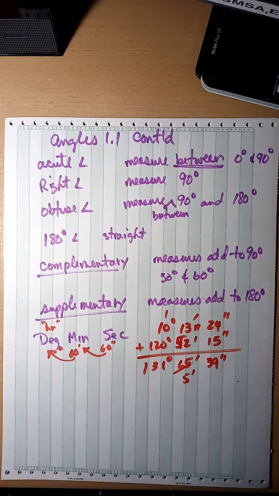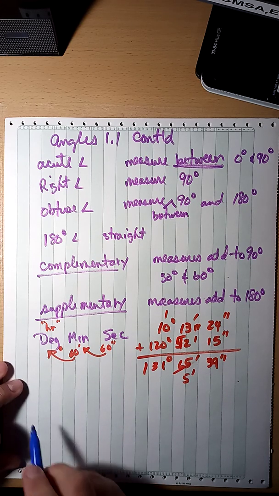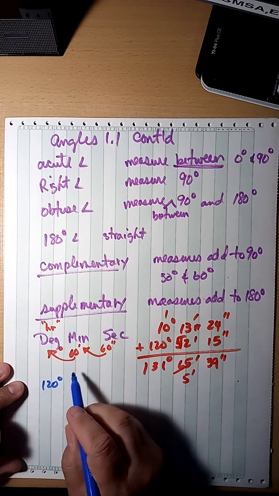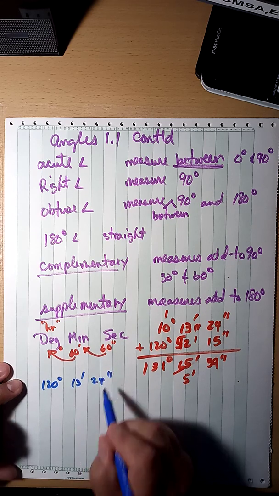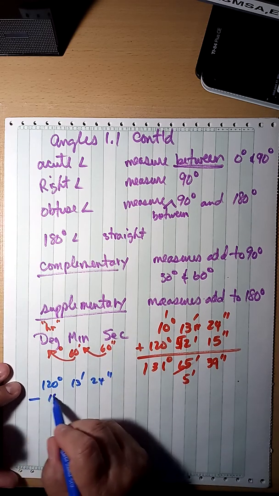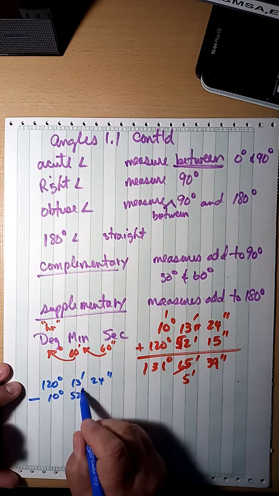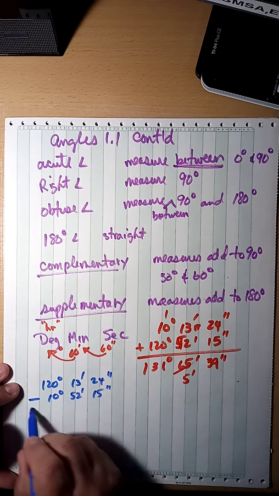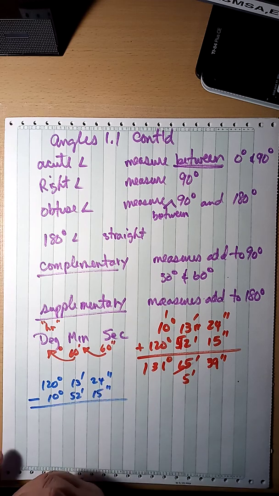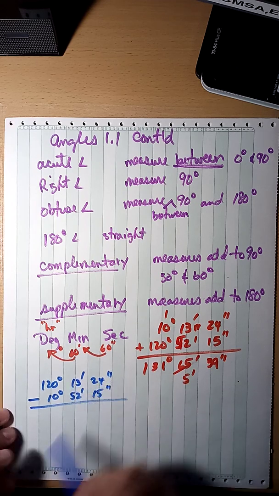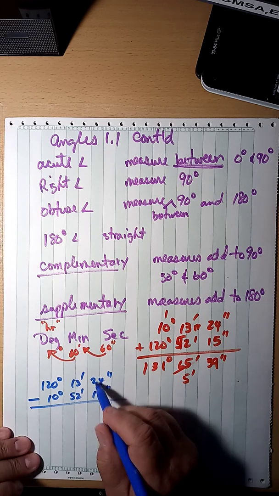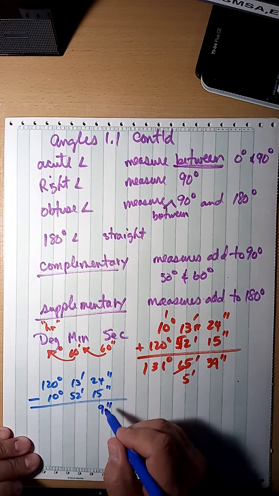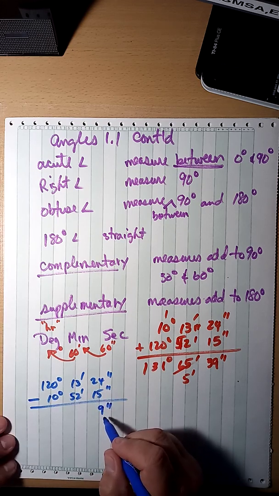Subtracting is when you would have to borrow to do some of that. Suppose we had 120 degrees and 13 minutes and 24 seconds, and we're subtracting the 10 degrees, the 52 minutes, and the 15 seconds. Well, if you've got more minutes or seconds than the one you're subtracting from it, then you do it normally. 24 minus 15 is 9, so that would be 9 seconds.